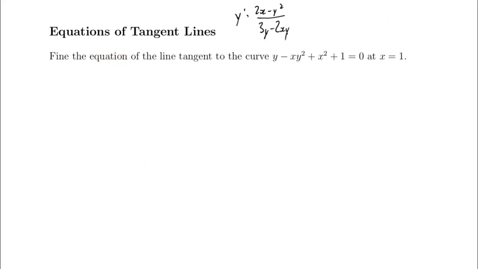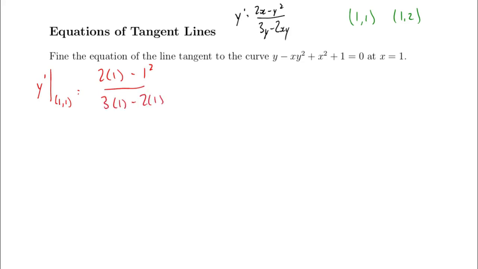Yep, and then (1, 1) and (1, 2). Those points are easy. And maybe I'll go ahead and say y prime evaluated at (1, 1) is going to be 2 times 1 minus 1 squared over 3 times 1 minus 2 times 1 times 1. So this is 2 minus 1 over 3 minus 2. That's a slope of 1.